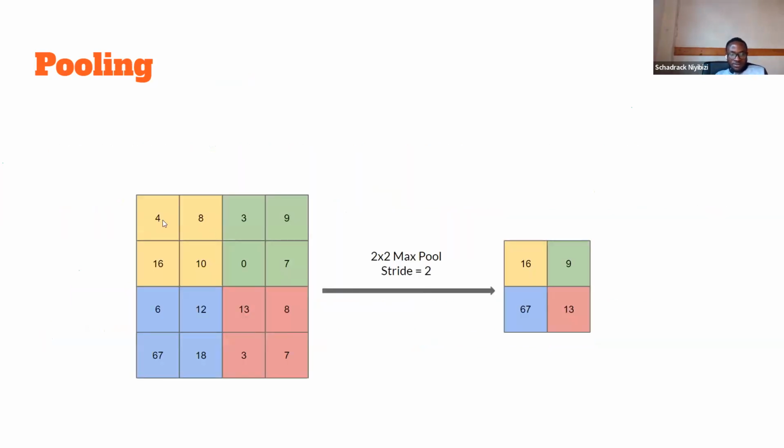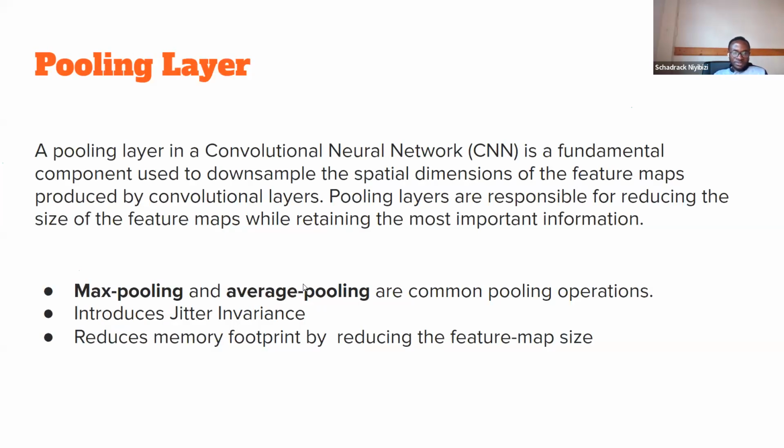Let's see how the max pooling layer works. Let's suppose this is our input. Then you have our kernel. Remember that I told you the parameters for the pooling layer are the stride and also the kernel, or the pool size.